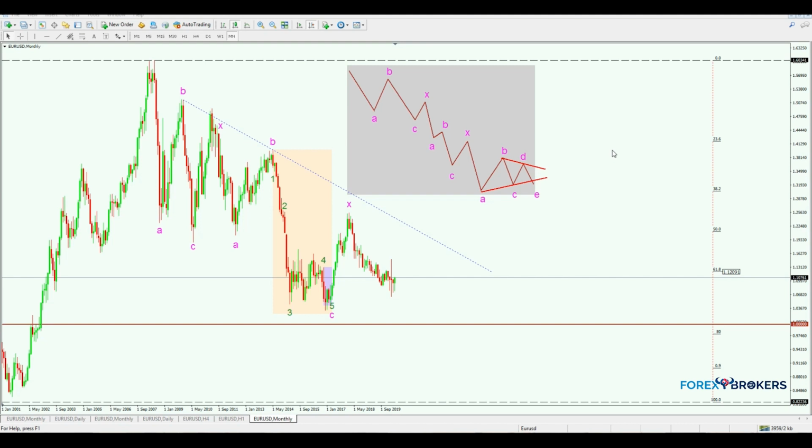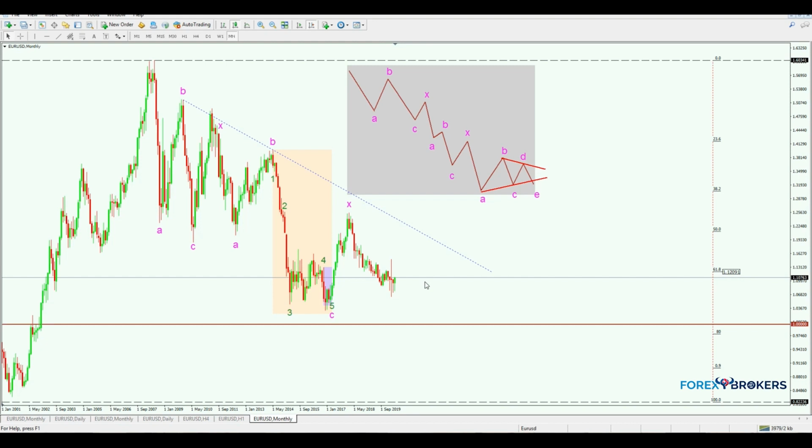Now, the Euro US dollar topped before 2009. In 2008, during the great financial crisis, it made a double top here at 1.60, and then what followed is this pattern here. This cannot be an impulsive wave.